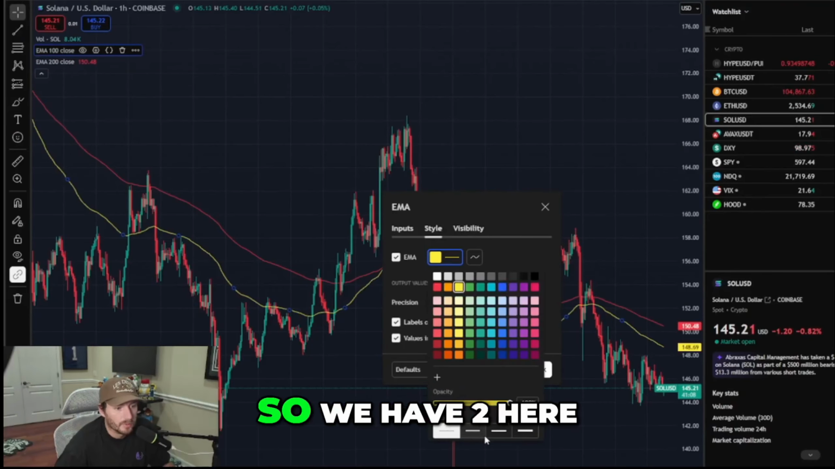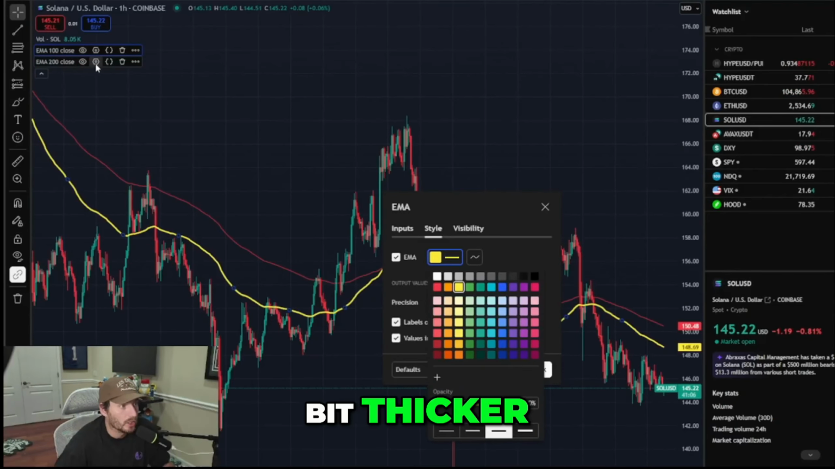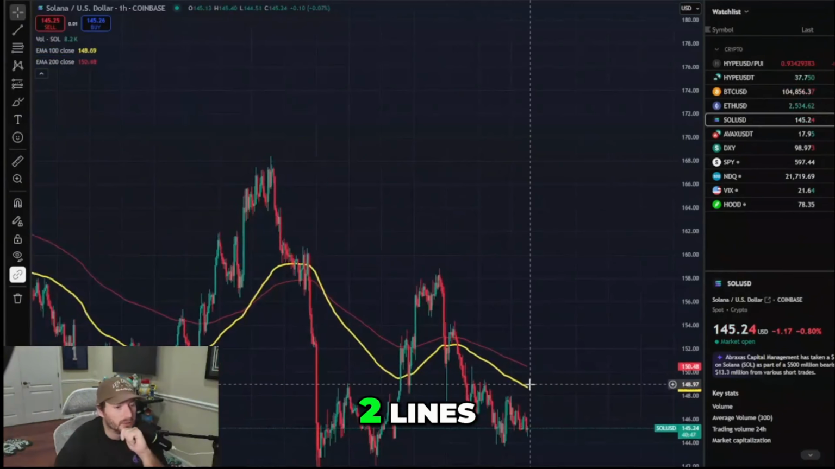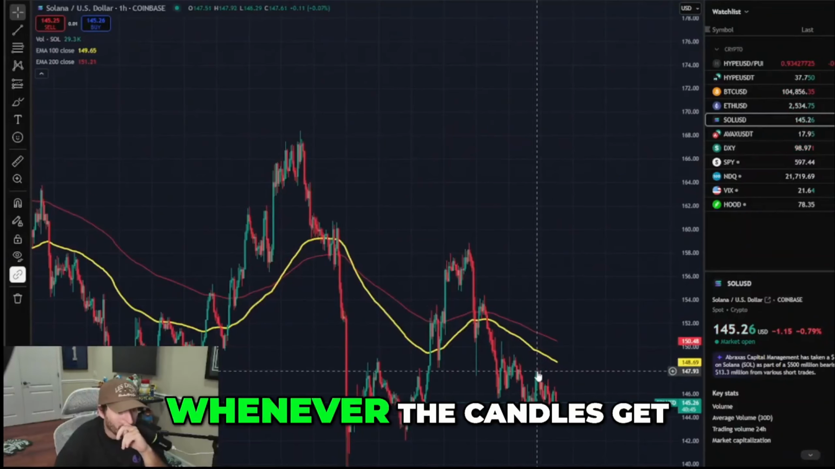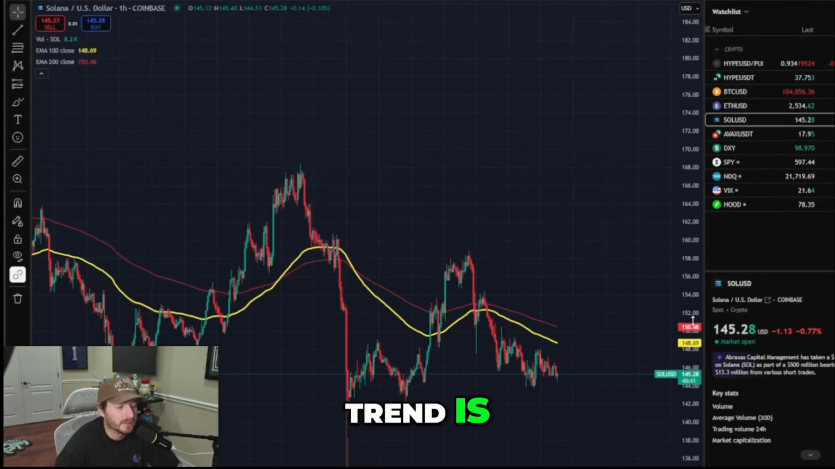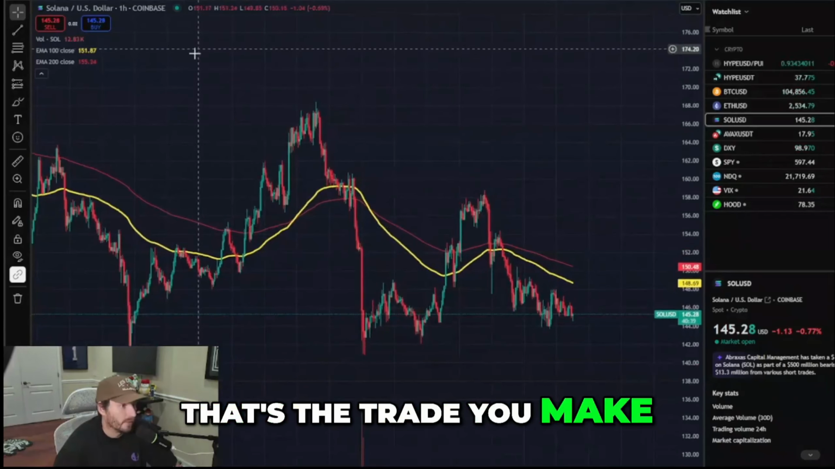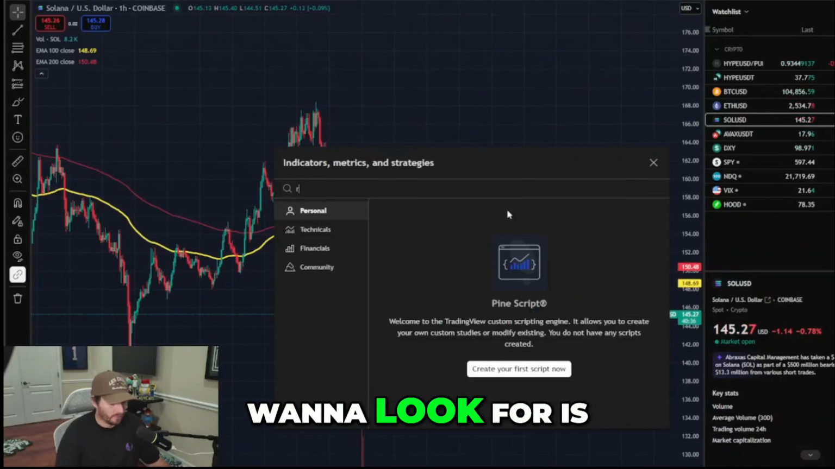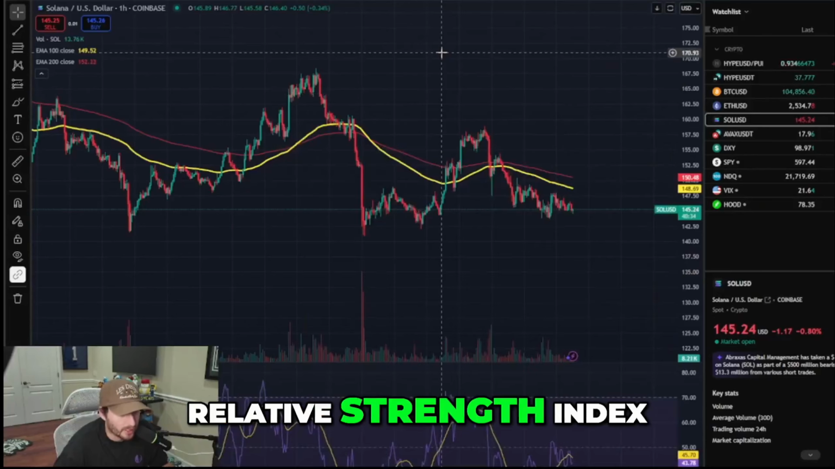All right. So we have 2 here. I actually want to make the lines a little bit thicker. So you have these 2 lines, right? Whenever the candles get close to the lines, depending on where the trend is, that's the trade you make, right? Now, the last thing you want to look for is the RSI, Relative Strength Index.